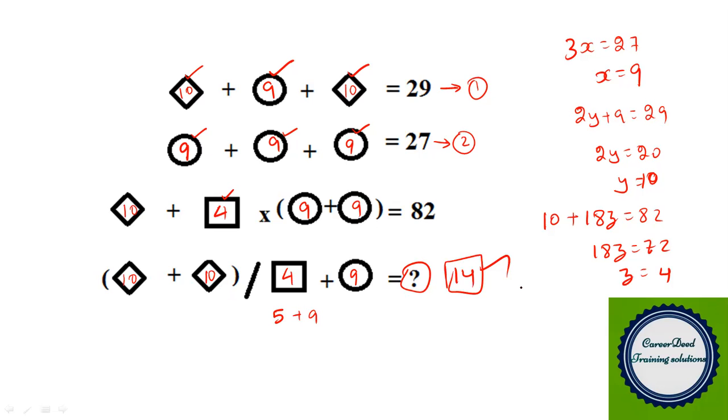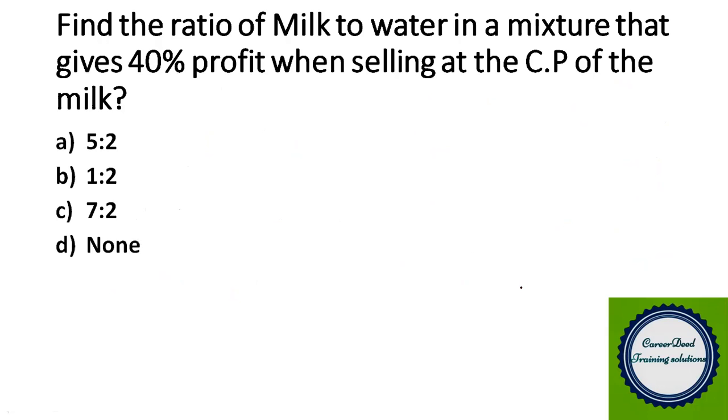Now moving to question number 3. Yes, so here you have a quantitative aptitude question. Find the ratio of milk to water in a mixture that gives 40% profit when selling at the cost price of the milk. And you have 4 options.